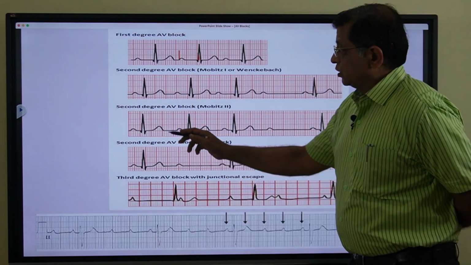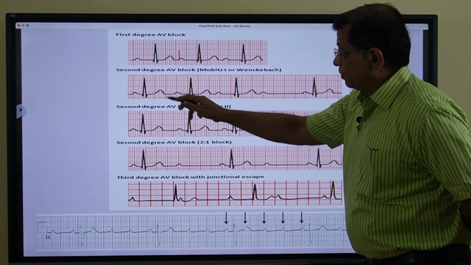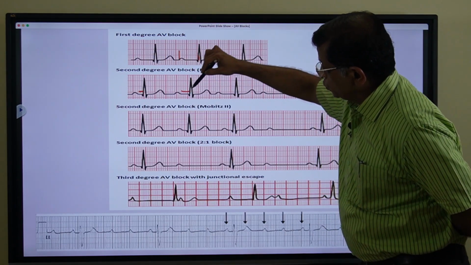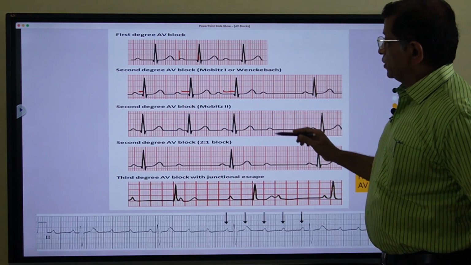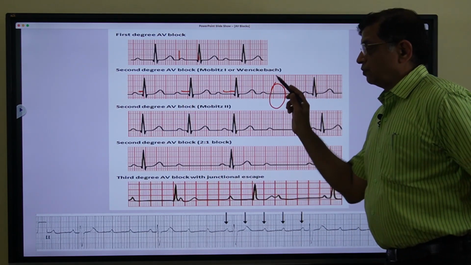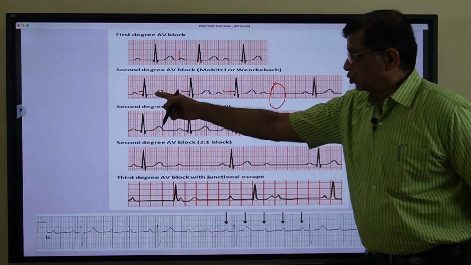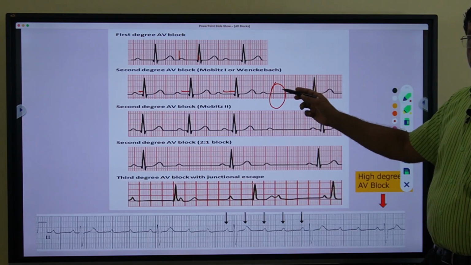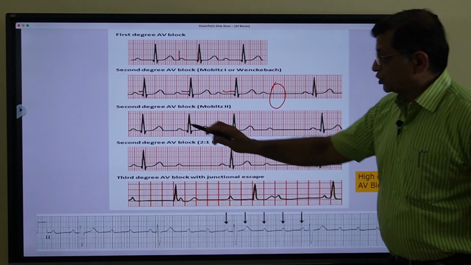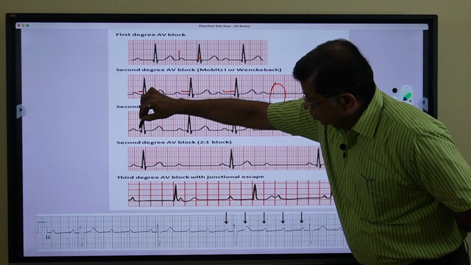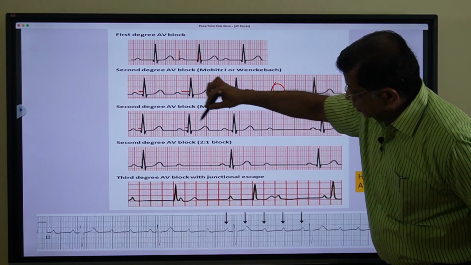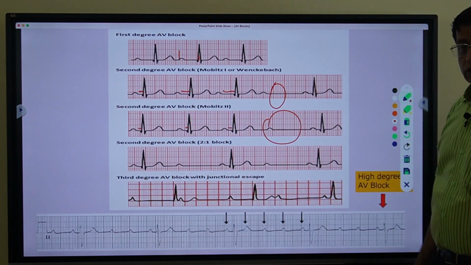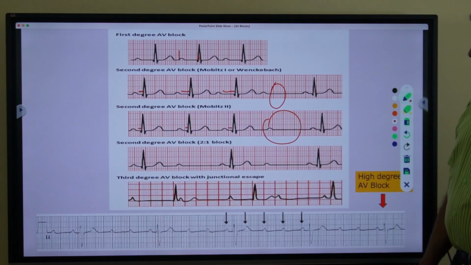In second degree AV block, we have Mobitz type 1, which is called Wenckebach. Here the PR interval, which was initially shorter, gets progressively prolonged till there is a loss of conduction. That is, the P wave does not get conducted to the ventricle. So the PR interval goes on prolonging and then one P wave doesn't get conducted to the ventricles. So this is Wenckebach or Mobitz type 1 block. In Mobitz type 2, the PR interval remains constant, and suddenly one P wave is not conducted to the ventricles. So this is Mobitz type 2, second degree AV block.